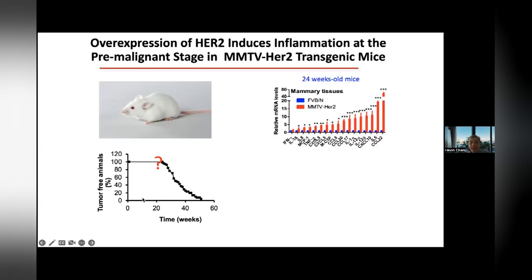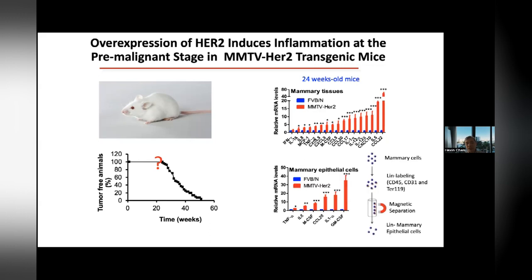So we chose a time point before the tumor development. We took these mammary tissues to analyze the gene expression pattern. One of the interesting things we found is that a lot of inflammatory genes are expressed during this stage, at this pre-malignant stage. Inflammation at this stage is not that surprising because we know cancer is also associated with inflammation. But the question is how the inflammation is triggered. What's the driving force behind this inflammation?